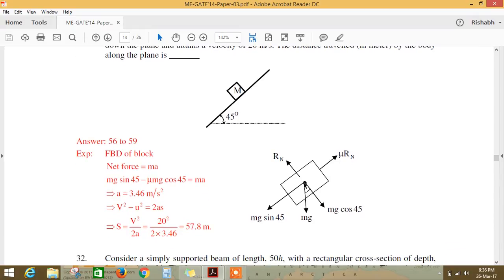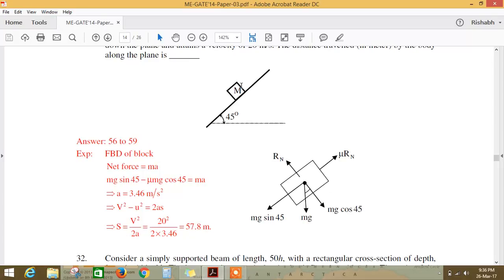Okay, so here is the free body diagram. This is the normal reaction. This is the frictional force in the backward direction, as the frictional force opposes the motion. These are the components of mg. Okay, so you can write Newton's second law in this direction: mg sin 45 minus mu R_N is equal to ma. And R_N is equal to mg cos 45.